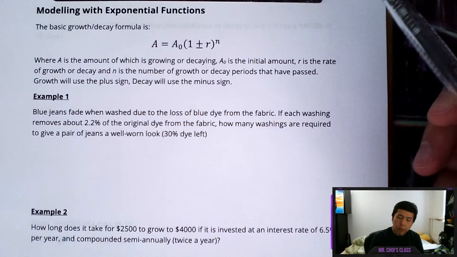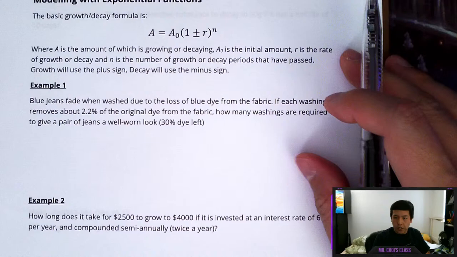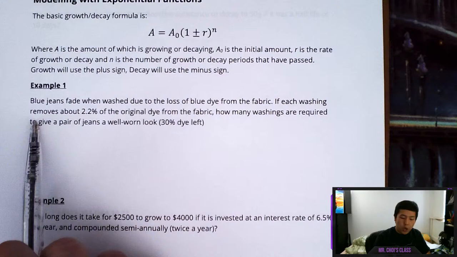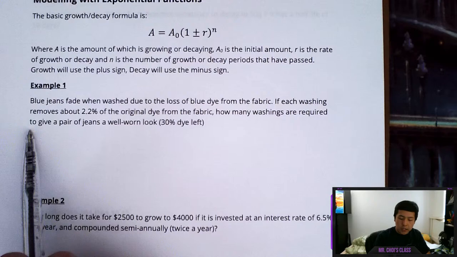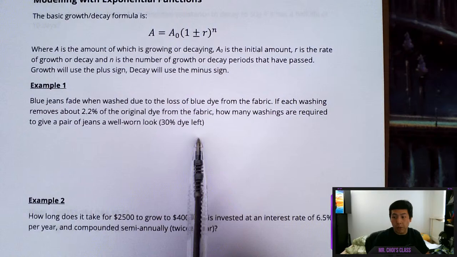So example 1, let's use this here. Blue jeans fade when washed due to the loss of blue dye from the fabric. If each washing removes around 2.2% of the original dye, how many washings are required to give a pair of jeans a well-worn look, which is a 30% dye ratio? So let's look at what we're given.